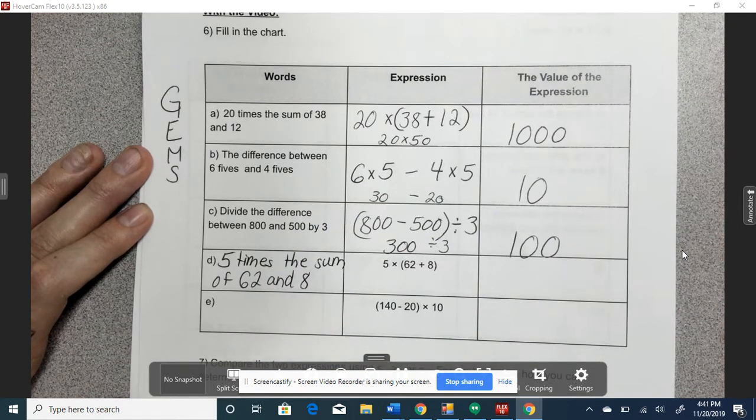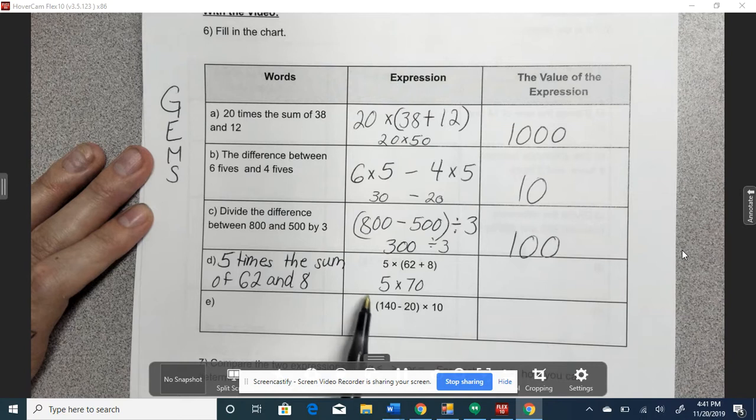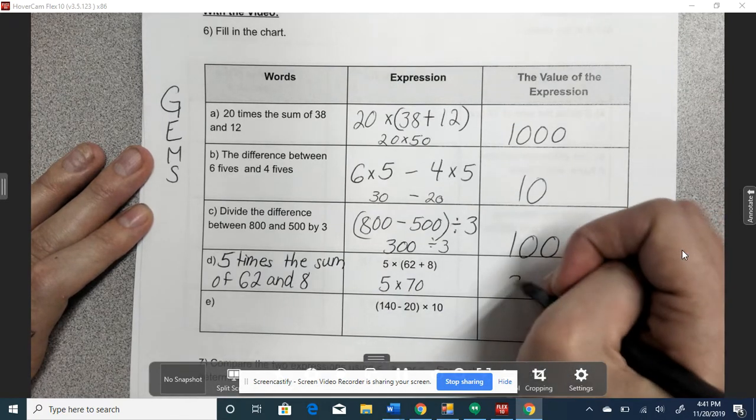So now I need to actually solve. 62 plus 8 is 70. And now I'm going to multiply by 5. So let's see. 5 times 7 is 35. So 5 times 70 is 350.